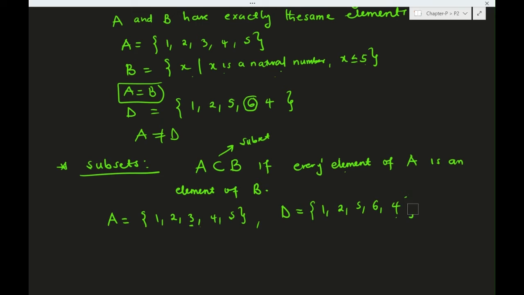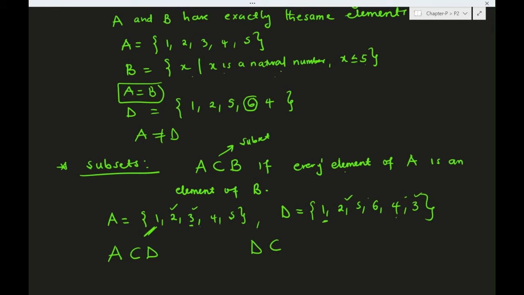So let's modify this one, and let's say to the D, we add 3 to it. So you see now that every element you take from A is an element of D. For example, you take 1, 1 is also here. We take 2, 2 is also here. We take 3, 3 is here. We take 4, 4 is here. We take 5, 5 is here. So we can say that A is a subset of D, because every element of A is an element of D.